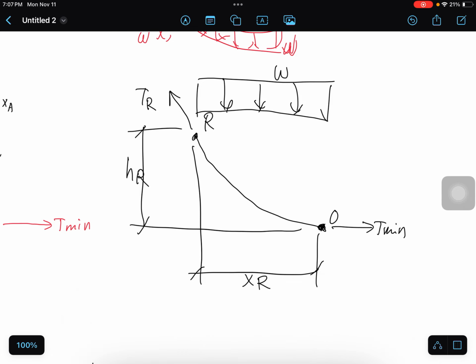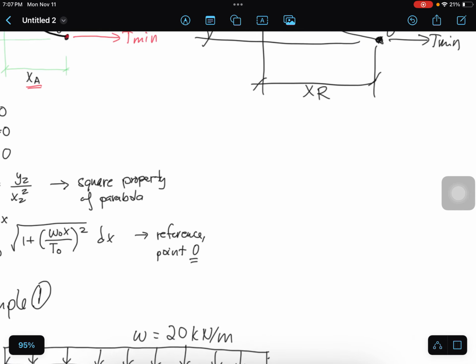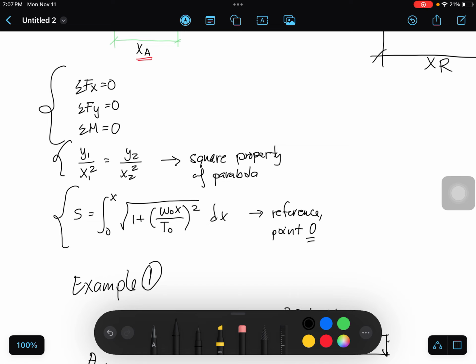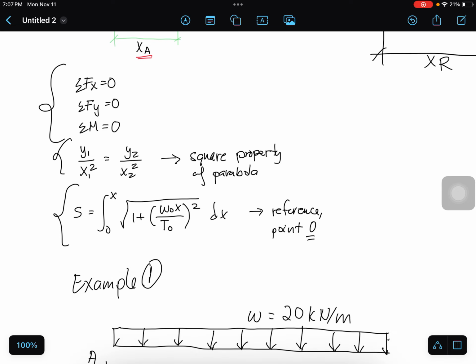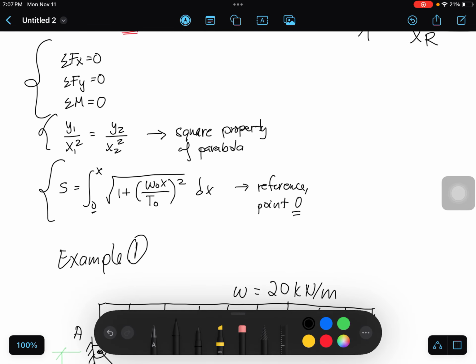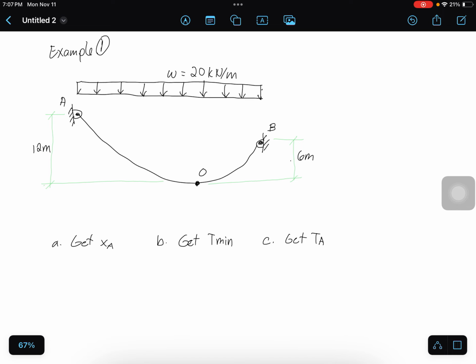So, pag nag-solve ka na, you use yung 3 equations of equilibrium, yung square property of parabola, and for the actual sag length ng cable, this integral equation. So, example tayo. Nasabi ko na rin yung limits, 'di ba? Integral, be careful dun sa limits ng i-integrate ninyo. So, example tayo.